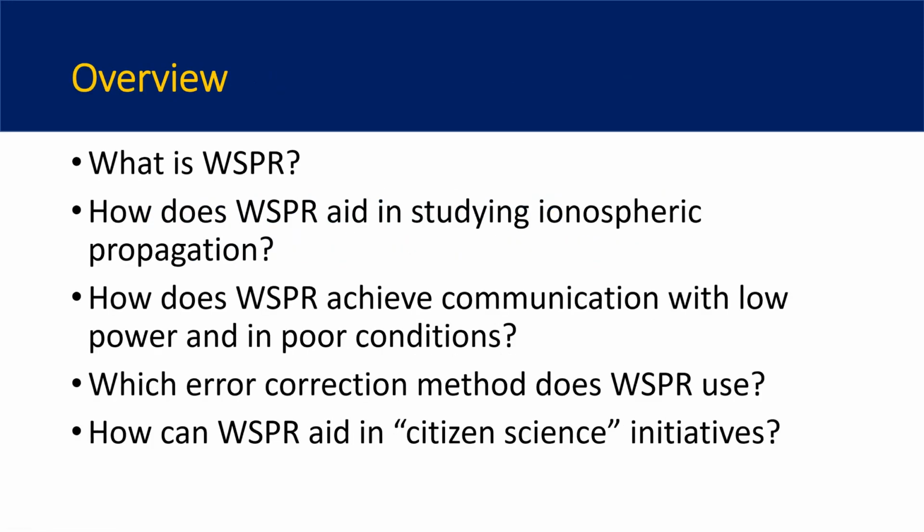Okay. So this is what we'll talk about in the Elmer session. What is WSPR? How does WSPR aid in studying ionospheric propagation? How does WSPR achieve communication with low power and in poor conditions, much like the other WSJT modes? Which error correction method does WSPR use, and how can WSPR aid in citizen science initiatives? In particular, what can we do as radio amateurs to help contribute to the science of understanding better the ionosphere itself and how radio propagation on the HF bands works?